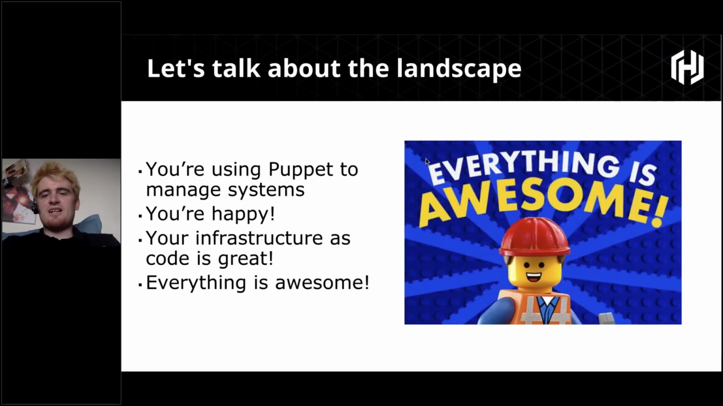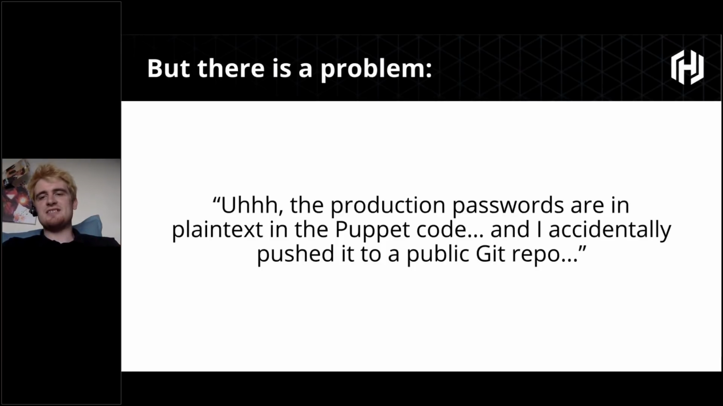So let's talk about the landscape and some background to what we're going to talk about today. So assuming that most people on this call, maybe not everyone, is using Puppet to manage systems. So you've got to this point, you're very happy, your infrastructure as code has been great, and everything is awesome. You're managing all your systems with Puppet. But then you have that sinking feeling when one of your sysadmins or engineers or SREs, whatever you want to call them, comes up to you and says, oh, this Puppet stuff's great, but I accidentally left one of the production passwords in plain text in the Puppet code. And then, unfortunately, instead of pushing it to the private Git repo, I accidentally pushed it to the public Git repo. So we should probably do something about that.